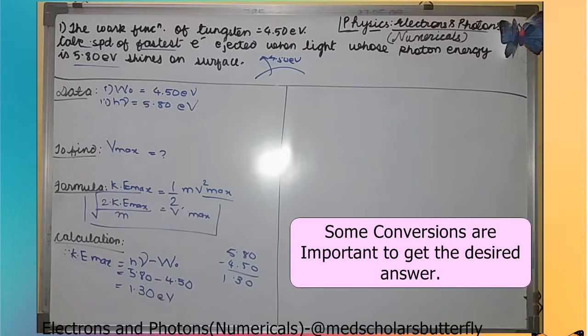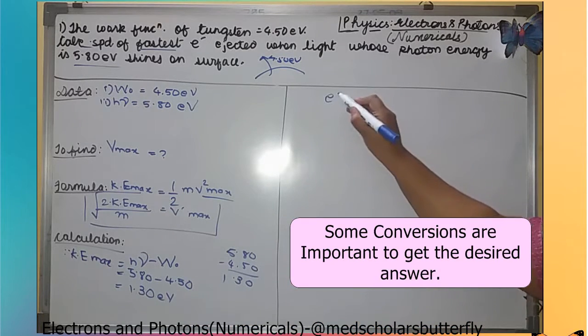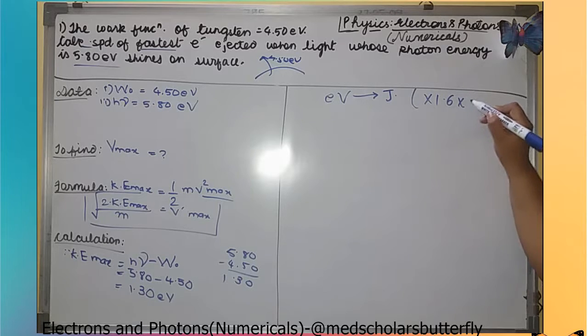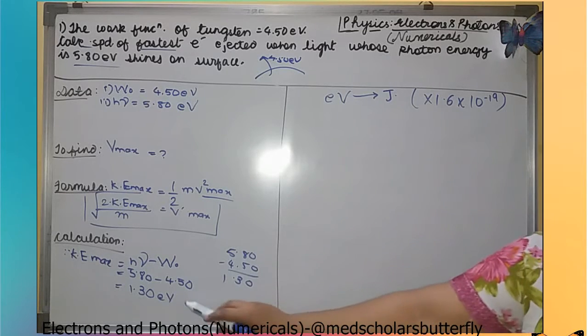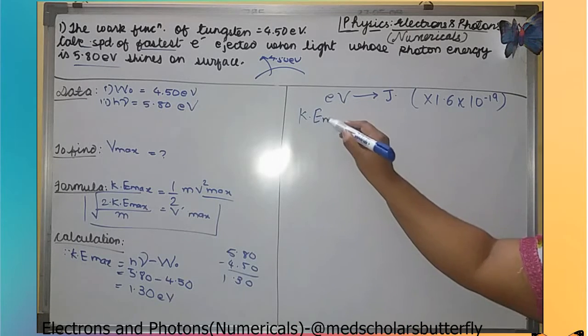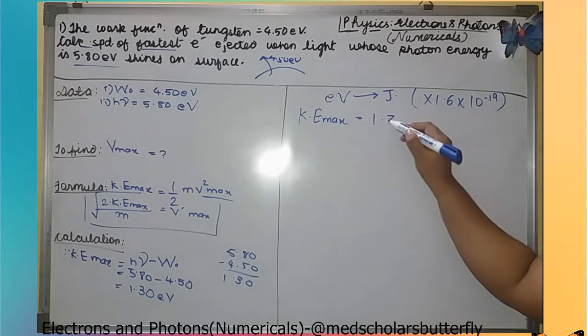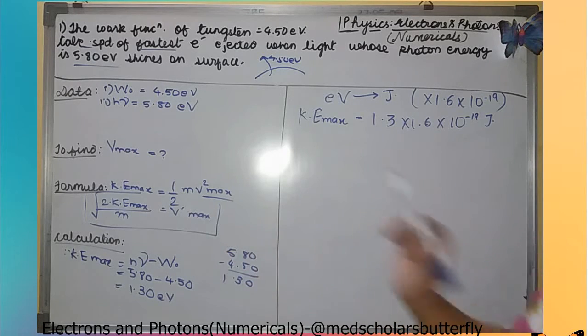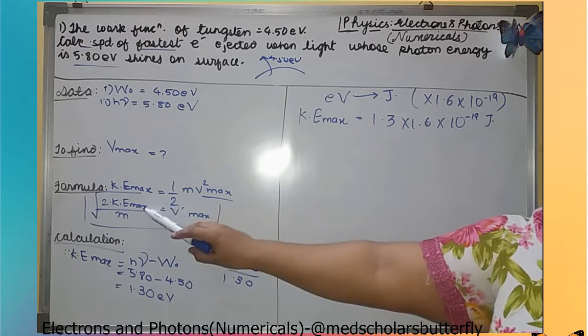If we want to convert electron volt into joule, what do we have to do? We have to multiply it with 1.6 into 10 raised to minus 19, and the value will become in joule. So let us convert it into joule. So kinetic energy max is equal to 1.3 into 1.6 into 10 raised to minus 19 joule.